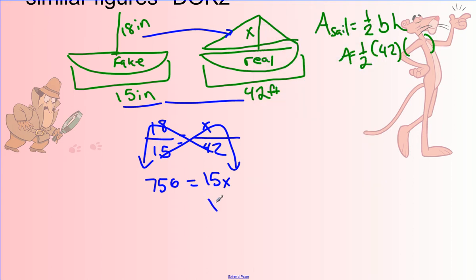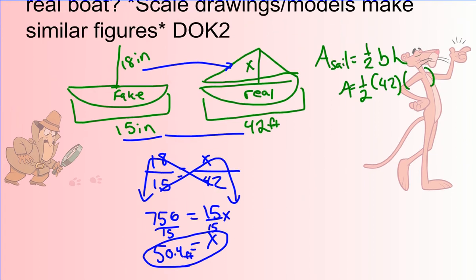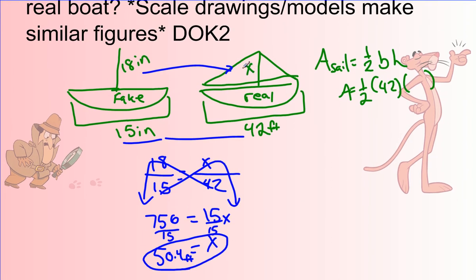Gives me x equals 50.4 feet. So the height of this sail, the missing piece here, is 50.4. That's the information that's needed for here. 50.4. Now I have all the information I need to answer my question.